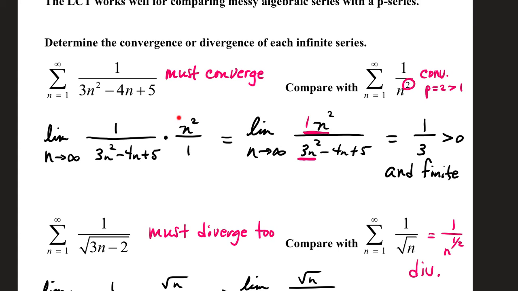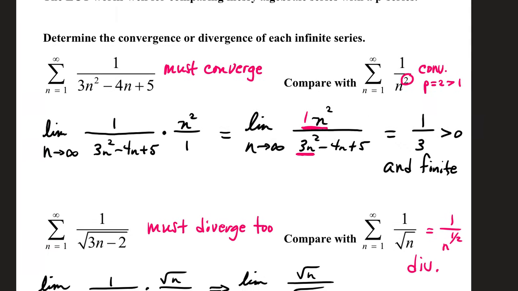Dividing by a fraction is the same as multiplying by its reciprocal. So technically it's this fraction divided by that fraction, but I'm going to take my a sub n and multiply it by my b sub n flipped over. Multiplying, we get the limit as n goes to infinity of this fraction. We have matching powers of dominance, so the lead coefficients of those terms will be your limit. That is positive and finite. Since we know that this is a convergent p-series, p equals 2 and that's greater than 1, the original must converge also.